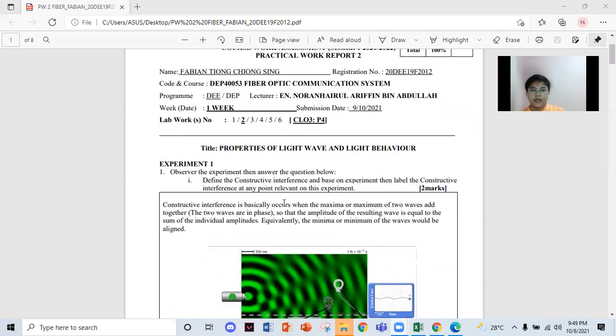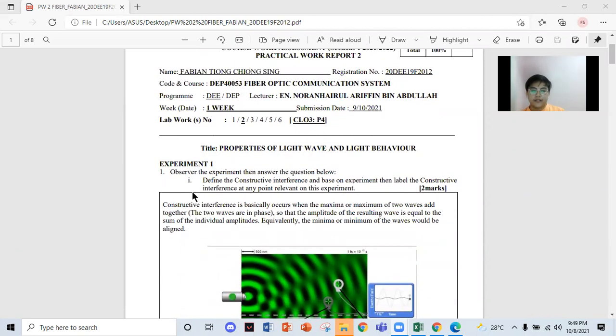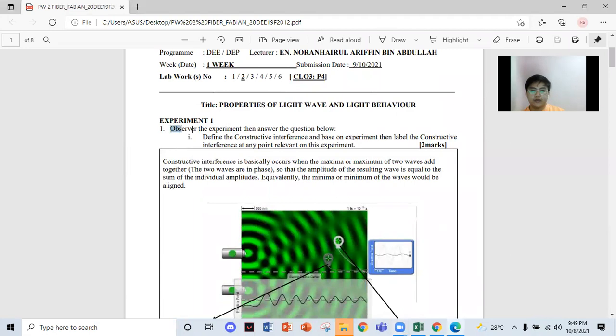Okay, hari ini saya akan membentangkan PW2, which is the title is Properties of Light Wave and Light Behavior. So untuk eksperimen yang pertama, eksperimen ini diminta untuk kita observe dan menjawab questions below. So the question is define the constructive interference based on experiment and then label the constructive interference at any point relevant on this experiment.